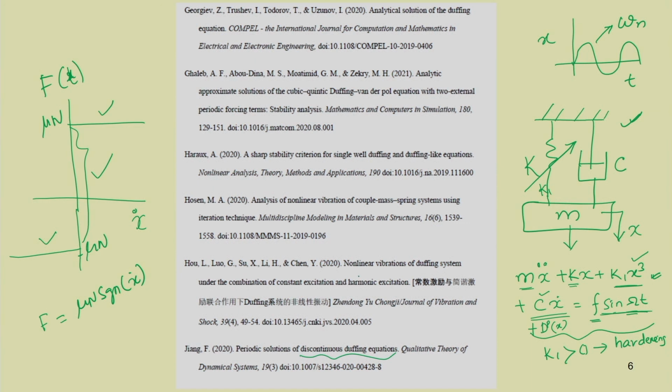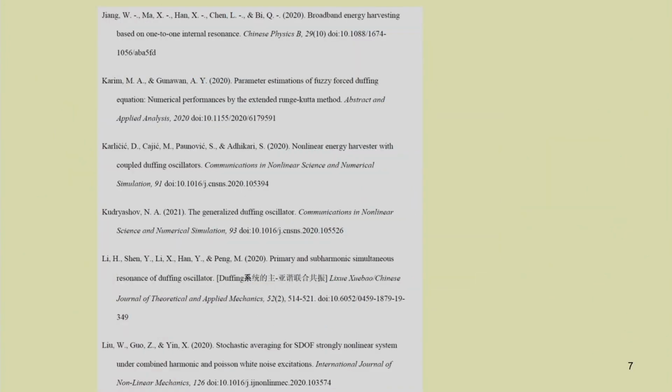Here is another paper, on nonlinear vibration of a damping system under a combination of a constant excitation and harmonic excitation. You just see, there are two different types of excitation given: one is a constant term and another is harmonic excitation. We can see many other papers also, for example broadband energy harvesting based on 1-to-1 internal resonance conditions. By this time, all of you know what external excitation is. If you apply an external force to the system, that is external excitation.